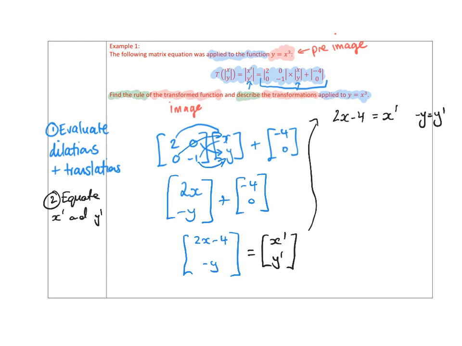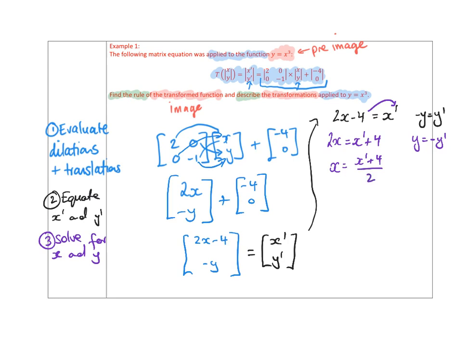So here we might just think solve for x. The y equation is easy. We'll multiply both by negative 1, so that y is equal to negative y dash. Here, 2x is equal to x dash plus 4, which we can achieve by adding 4 to both sides. And if we divide by 2, x is equal to x dash plus 4 over 2.